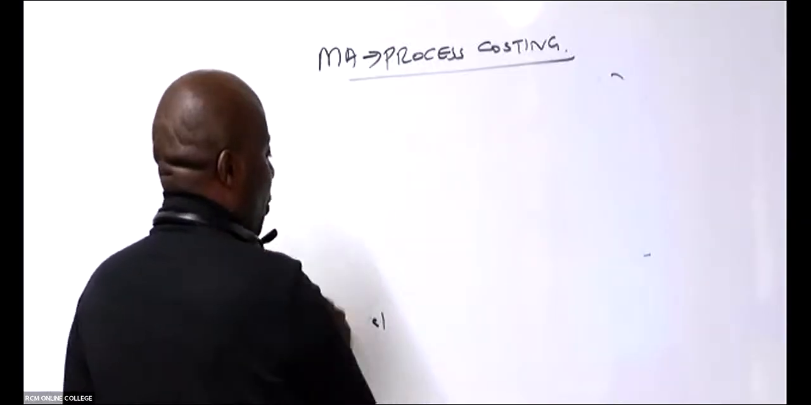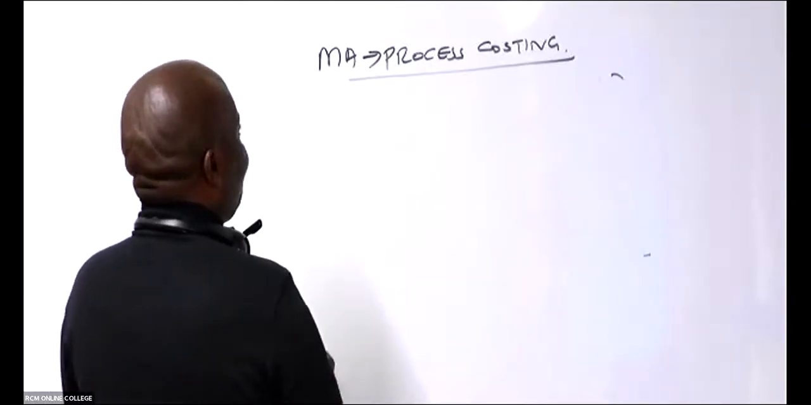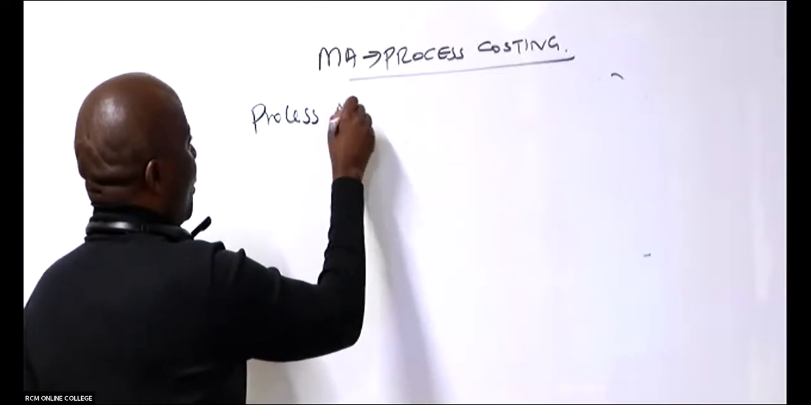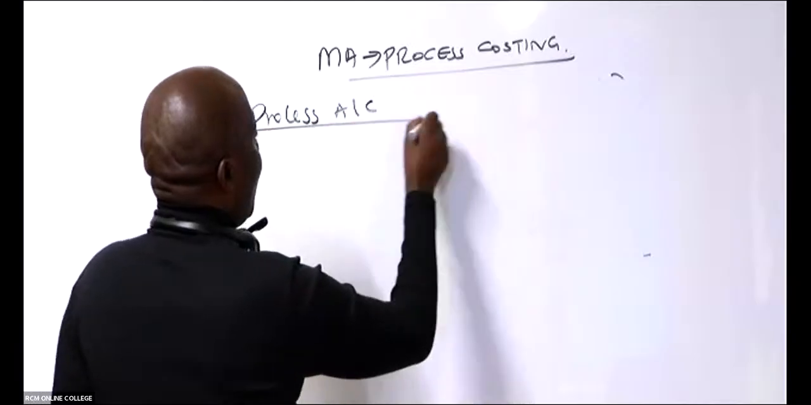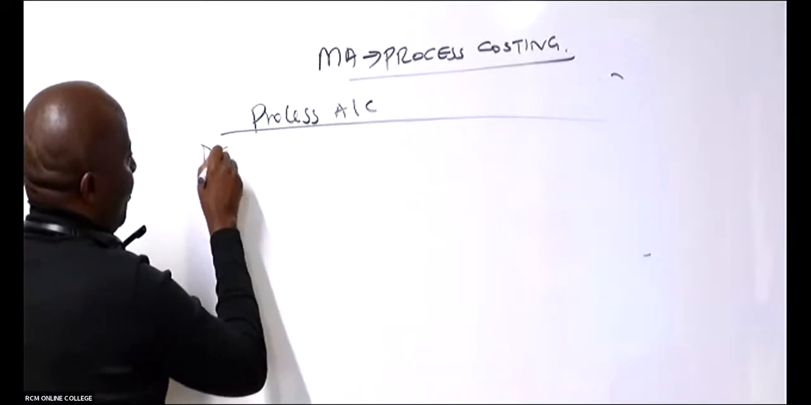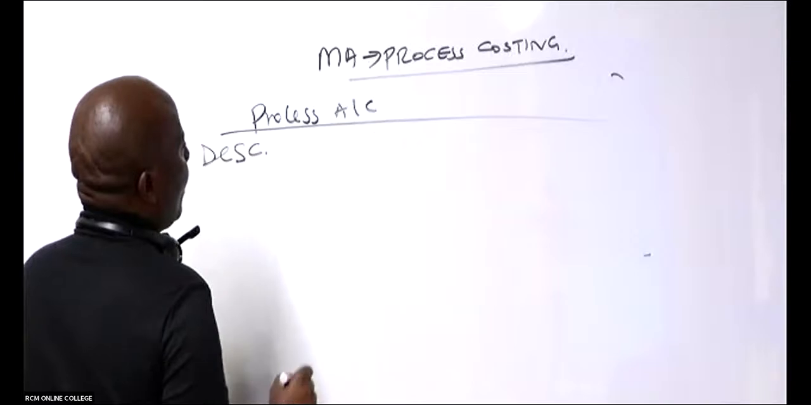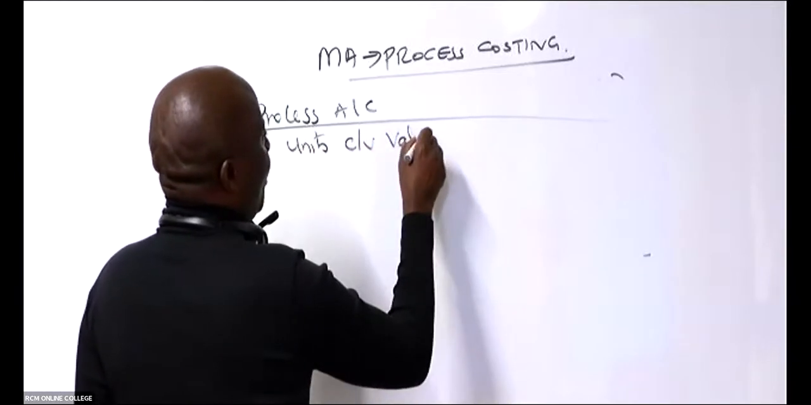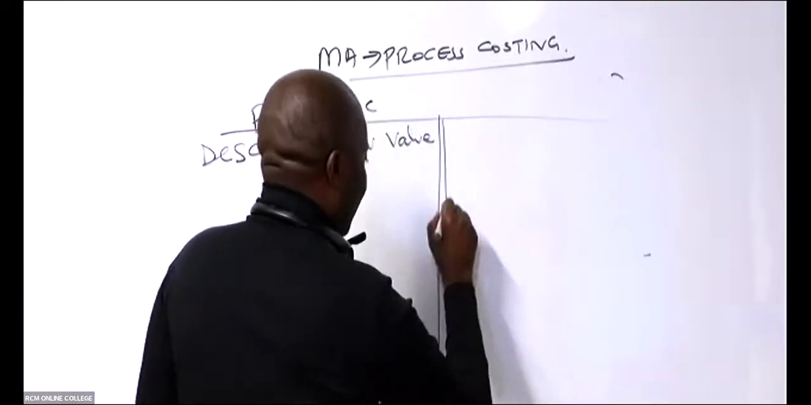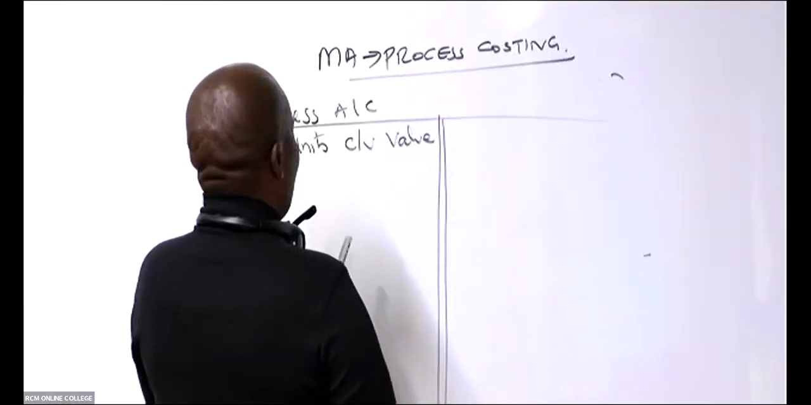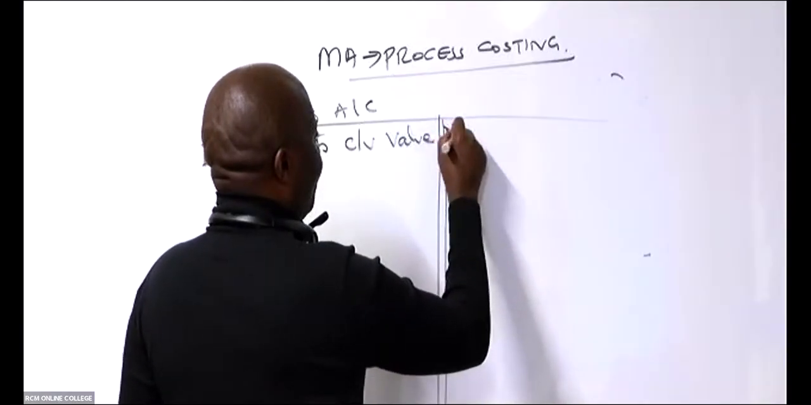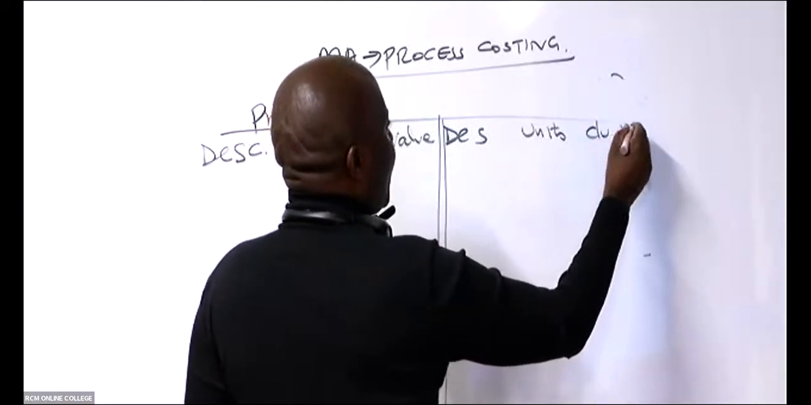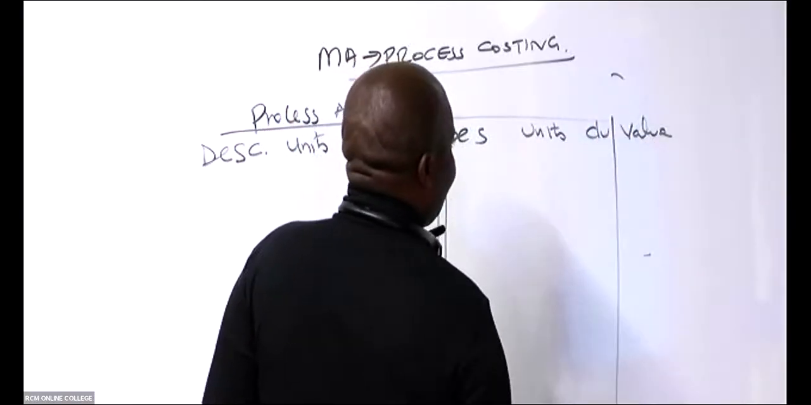And this is how our process account will look. So we have description, process account. We have units, cost per unit, and the value. You do it like this.